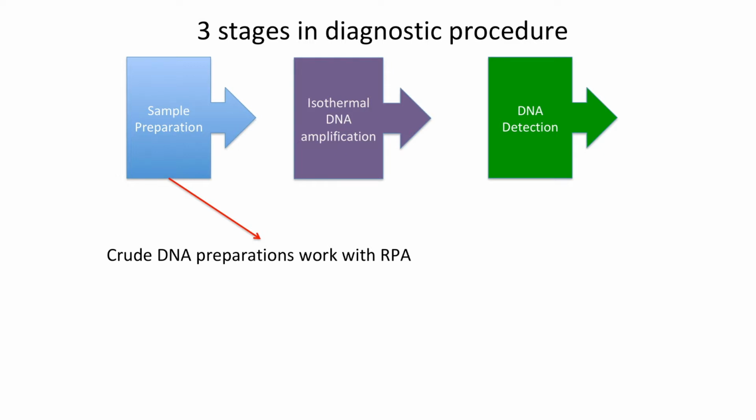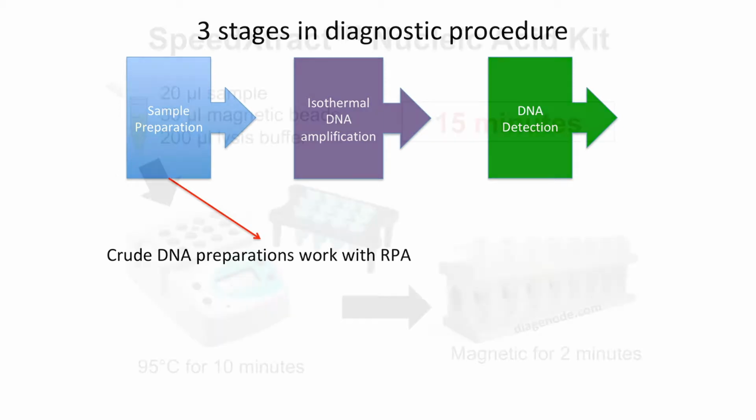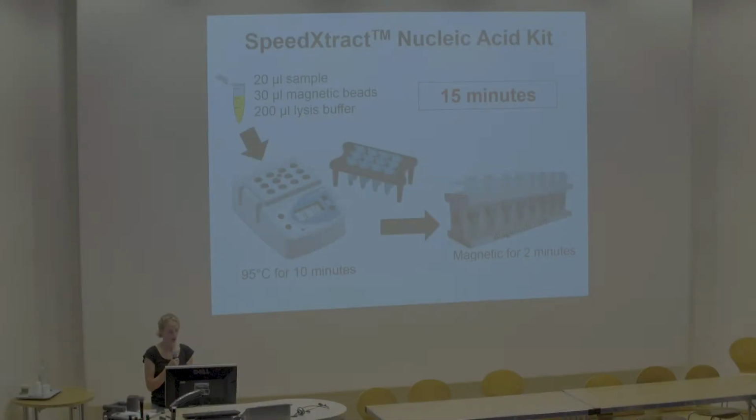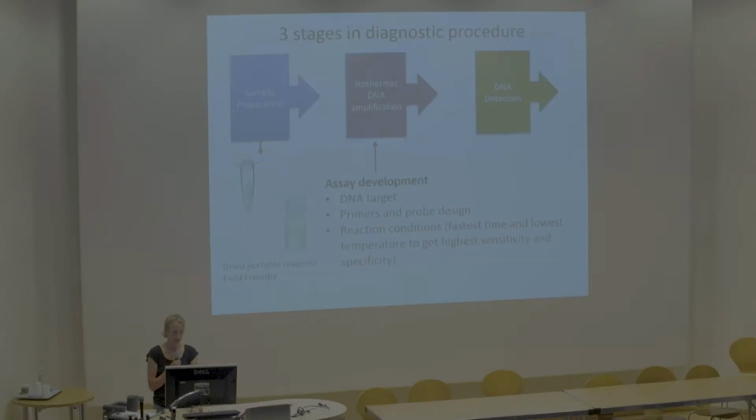So when we think about those different stages, we need, for RPA, to think about our sample preparation and what can we get away with. Can we start to use very crude DNA preparations for RPA? And there are some crude preparations on the market here. This is one just from Qiagen, which is a speed extract kit. There's others available, and this is just taking clinical samples, heating them up, using a portable incubator there, and then doing this magnetic bead extraction.